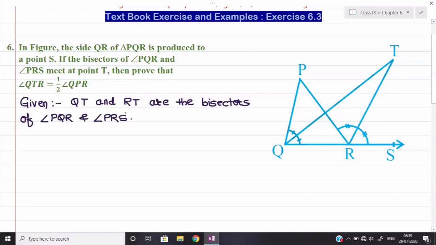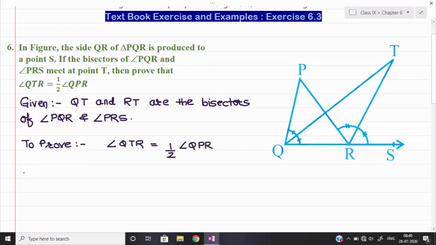The other things they are saying, triangle PQR is there, we are producing the side QR. It is obvious, we can say with the help of the figure only, it is looking clear. Okay, now we shall write down what we have to prove here. So let us write down the to prove section here. In to prove, it is very clear: angle QTR is half of angle QPR.